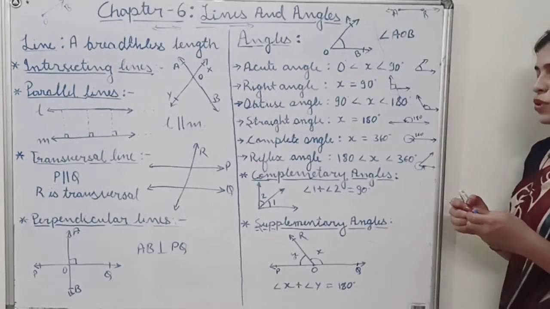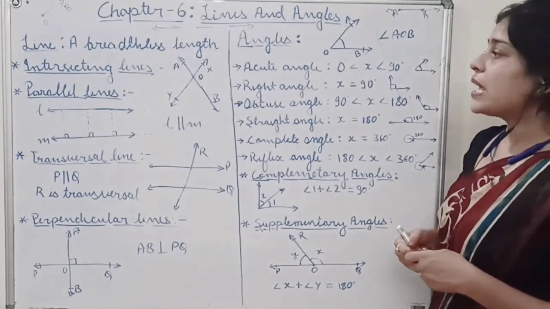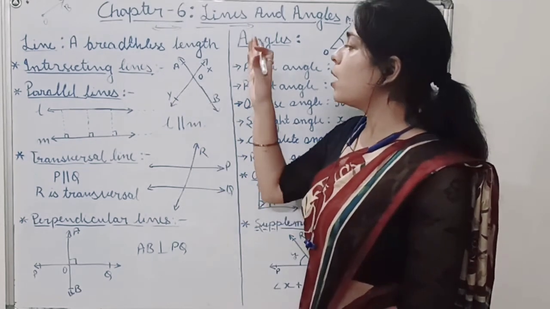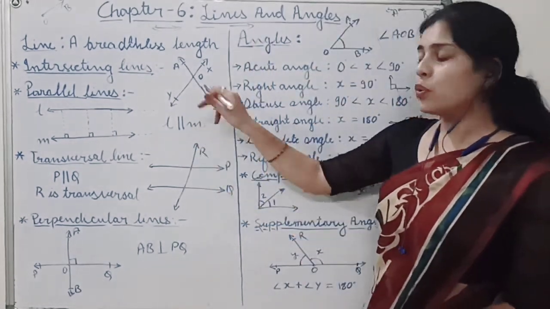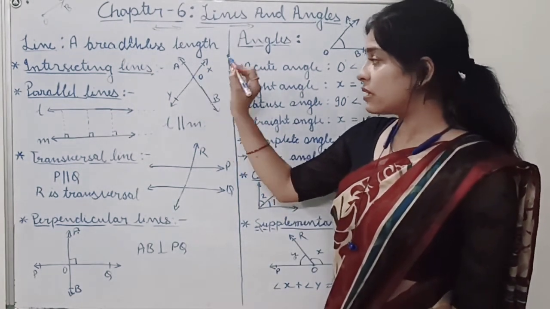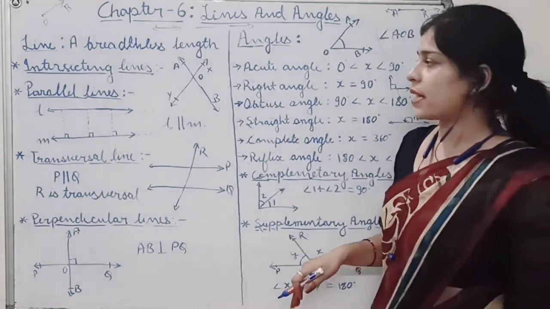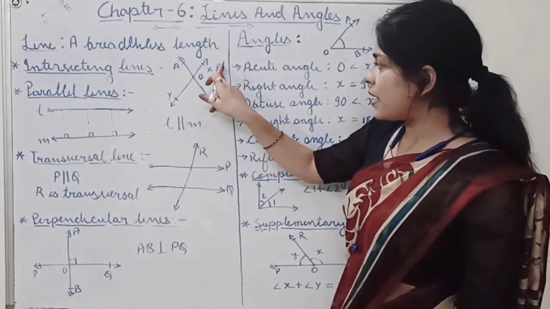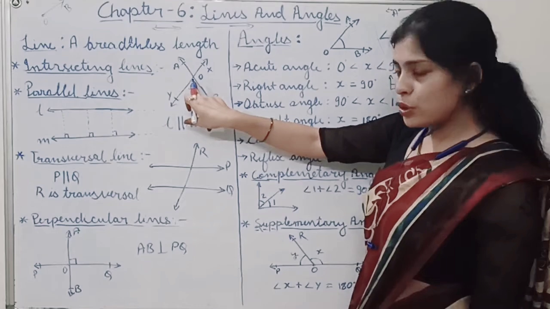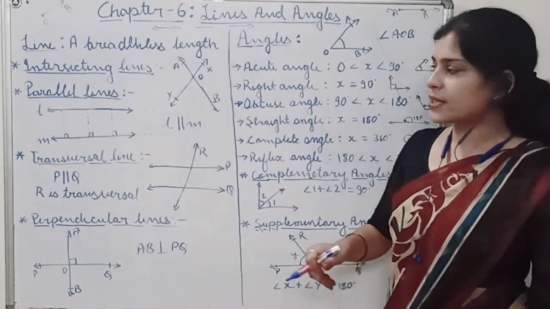Now, types of lines which we should know before getting into this chapter. Intersecting lines: when two lines or more than two lines meet together or cut each other at one point, then these lines are called intersecting lines. Like line AB and line XY are meeting at point O, meaning intersecting at point O. So AB and XY are intersecting lines.